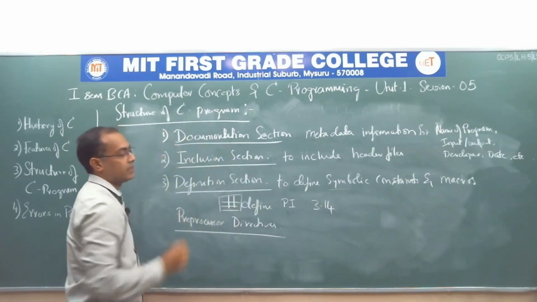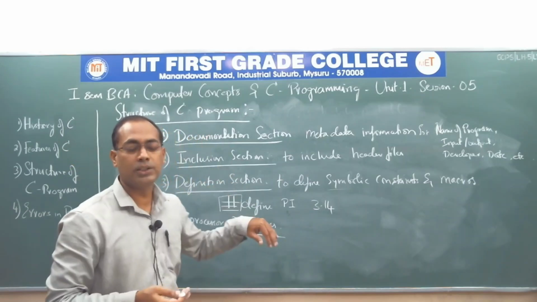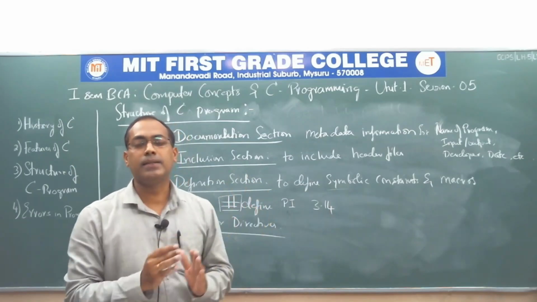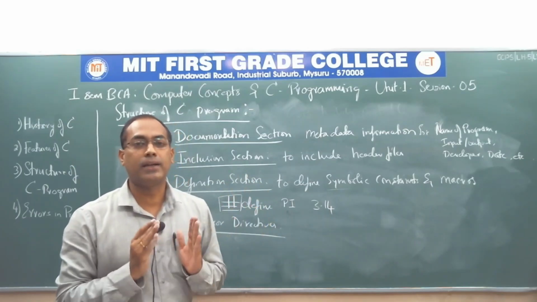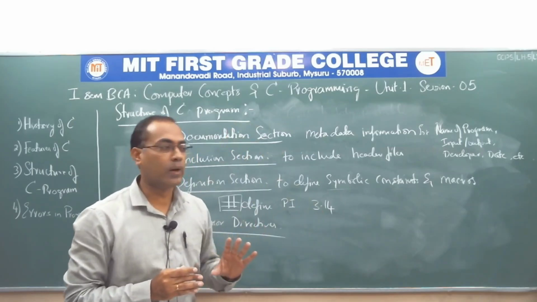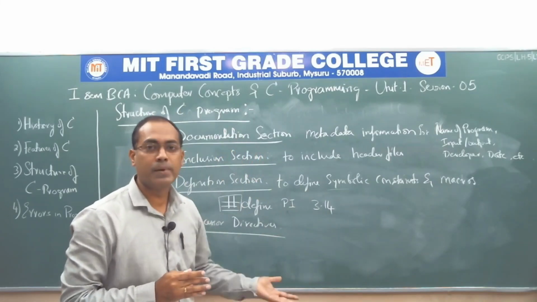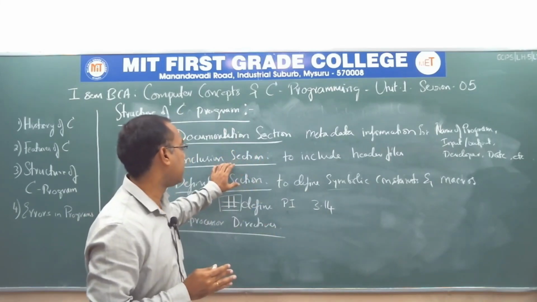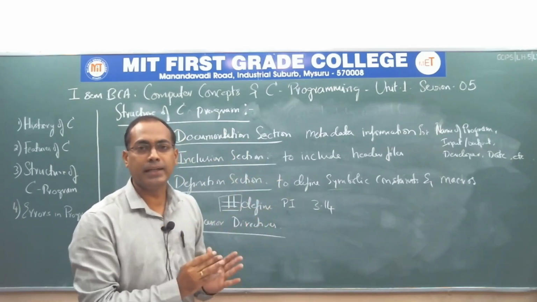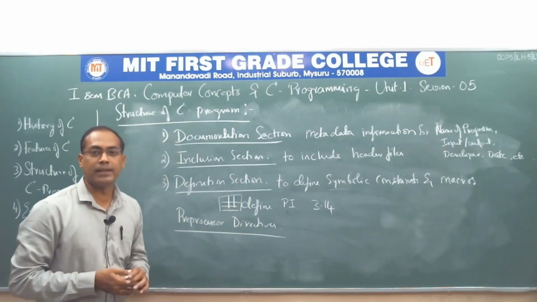Even in the previous section, the inclusion section, we used hash. Here also we are using hash. So whenever we are using hash and using define or include, these are called preprocessor directives, which means that before actually processing the entire program, these will be processed first. Before processing the program itself, whatever is there in the inclusion section and definition section has to be ready for the compilation process. That's what preprocessor directives are all about.